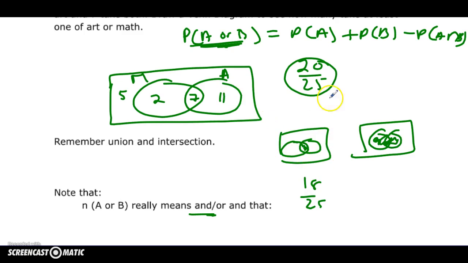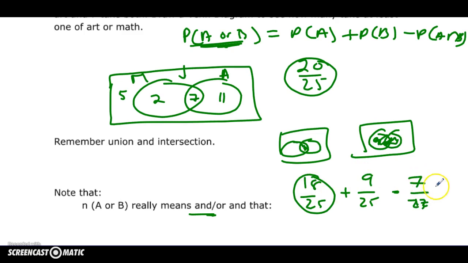So what you want to do is you take the probability that the student is taking just art, which is 18 over 25, and you add to that the probability that the student is taking math, which is 9 over 25. Okay, and you're going to subtract the probability that they are taking both, which is 7 over 25. And when you do that, 18 plus 9 minus 7 is 20 over 25.